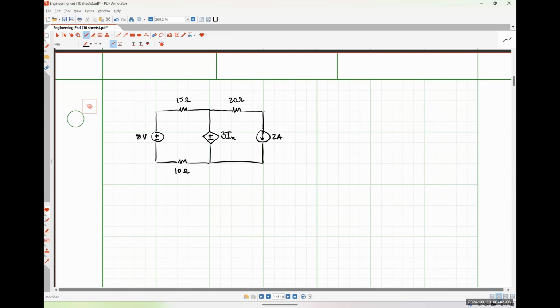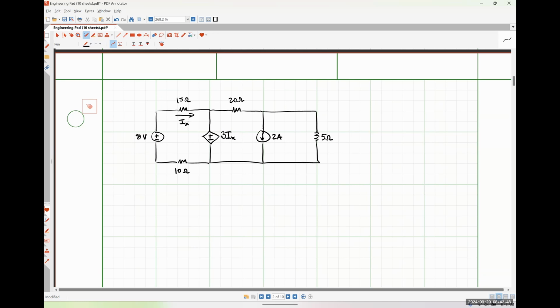And let's make this 5 ohm resistor over here. So we've got a circuit. It's starting to get kind of big and ugly, but that's okay. We've got 2 voltage sources and a current source. I need to define my current IX. So let's say that the current IX is the current flowing through the 15 ohm resistor from left to right.